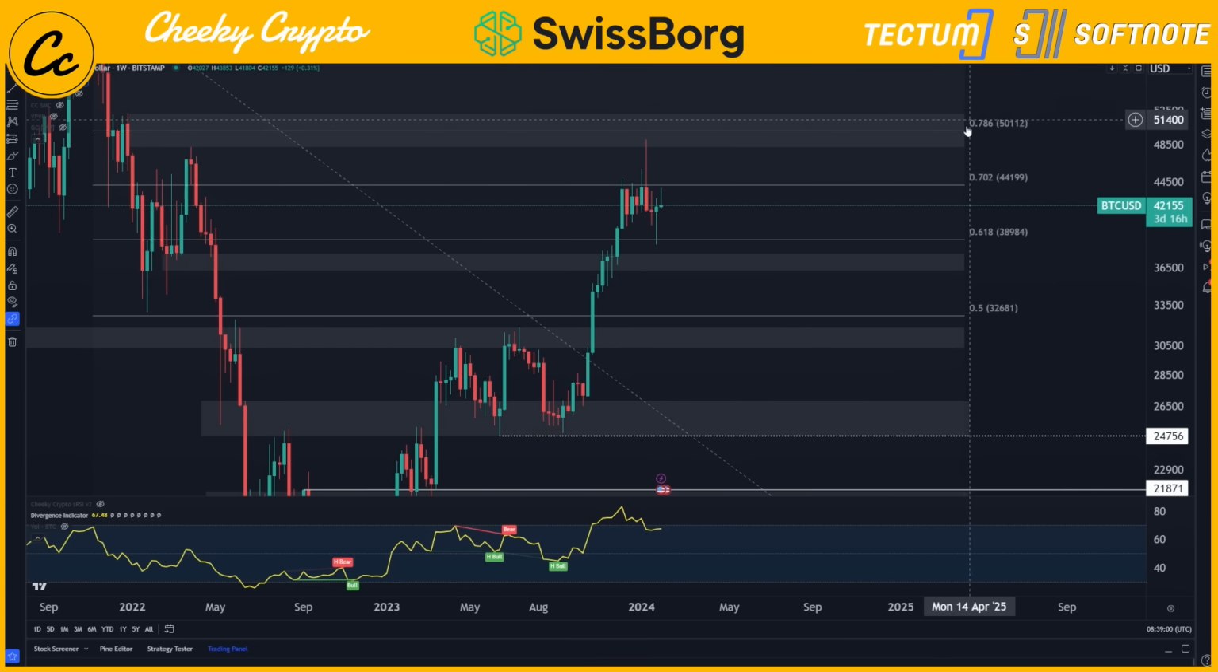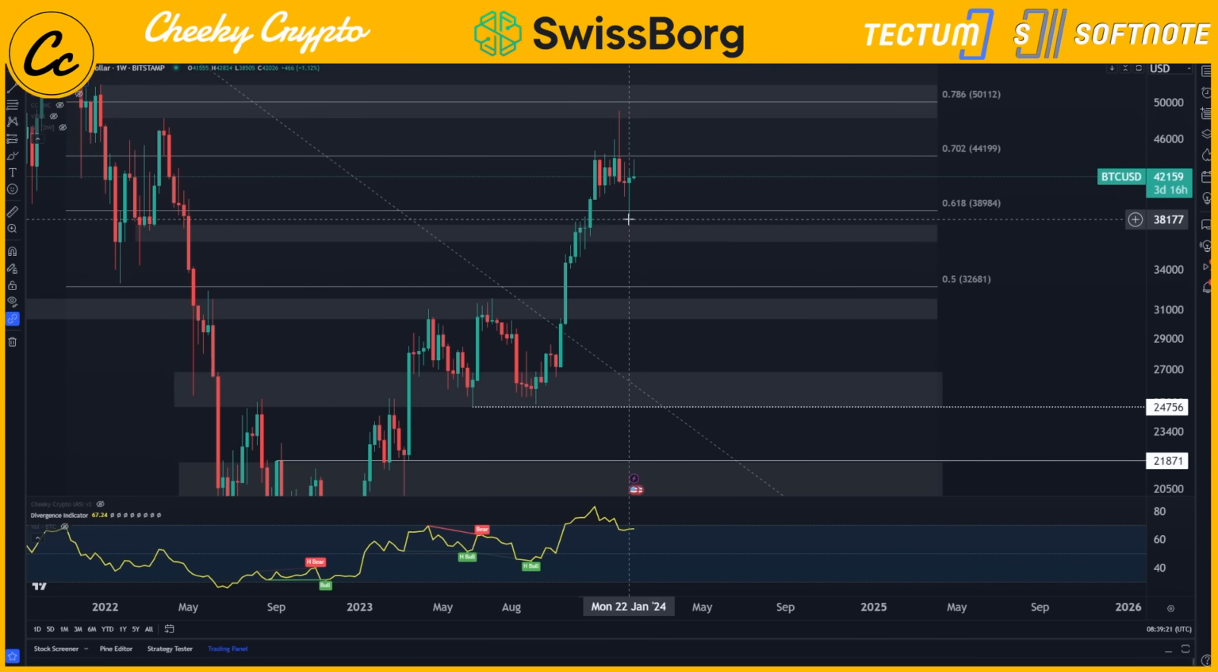Right, the 786 area is $50,000 Bitcoin. Whereas we need to see a closure above $44,200 if we want to see some kind of bullish movement here. Failing to close above the 702 is incredibly bearish for Bitcoin. Bitcoin gets rejected on the 702 all the time. This is a key area for BTC, and it has been rejected.